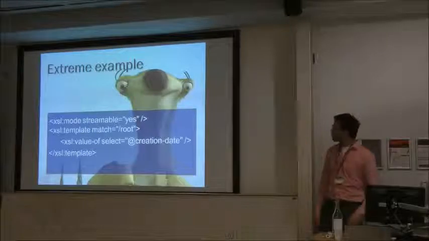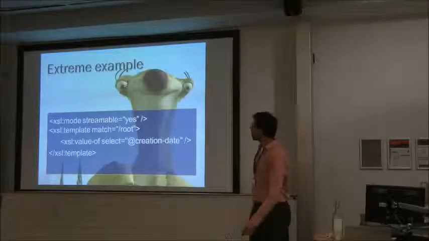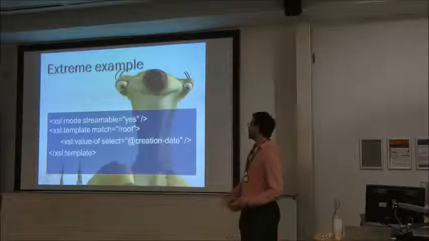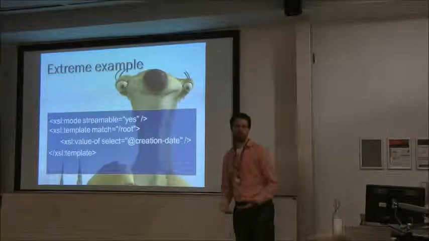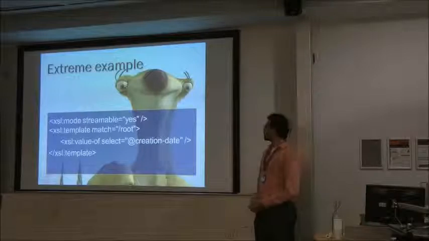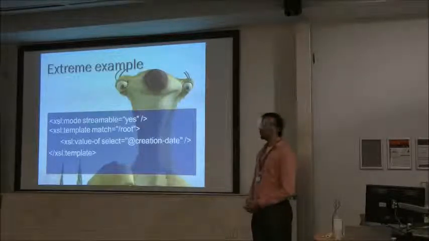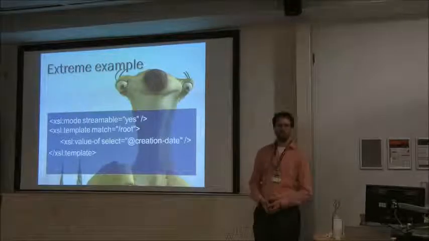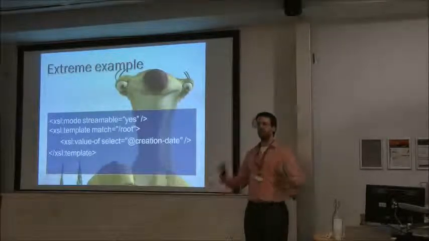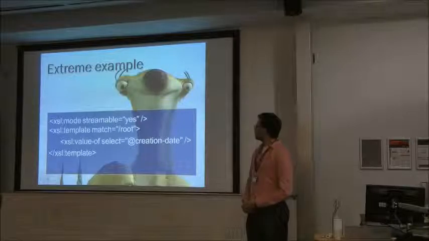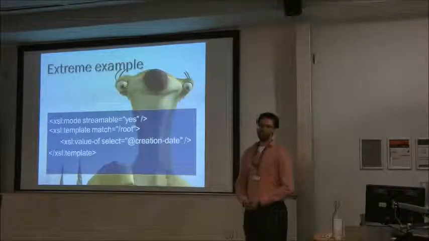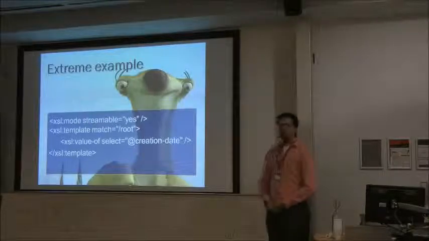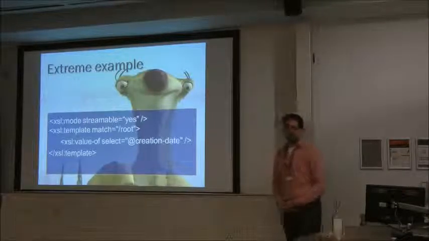So here's an extreme example. Suppose you have this huge document and you're only interested in, let's say, the creation date or the author or something that's available on the root node. Now, this isn't possible with XSLT 2 when the document is too big to fit in memory. But in XSLT 3, you could say, stream it. When you match the root template, give me the creation date.